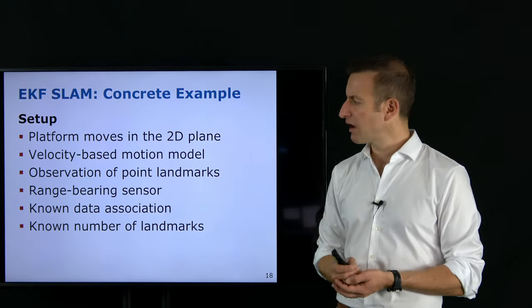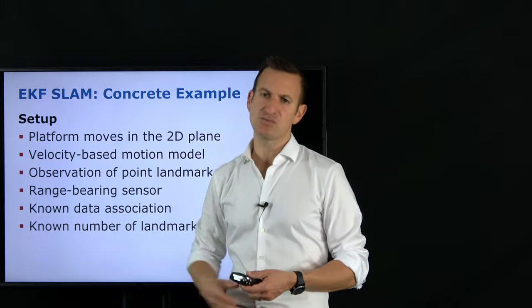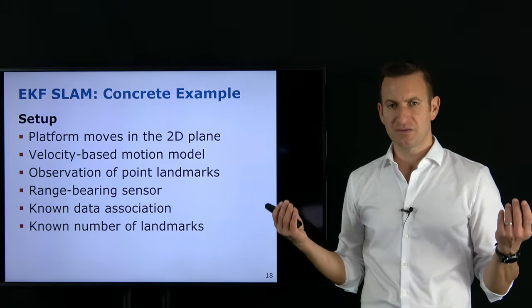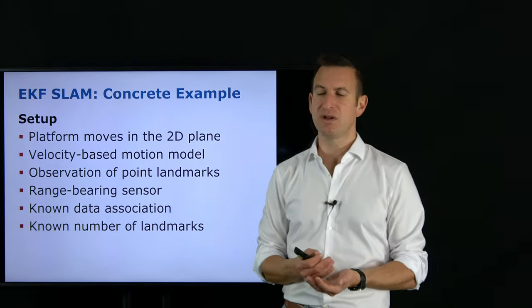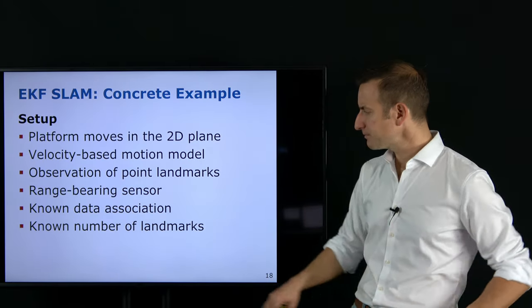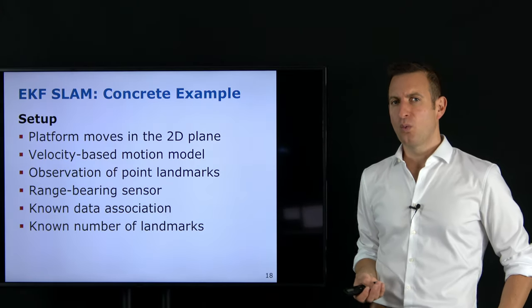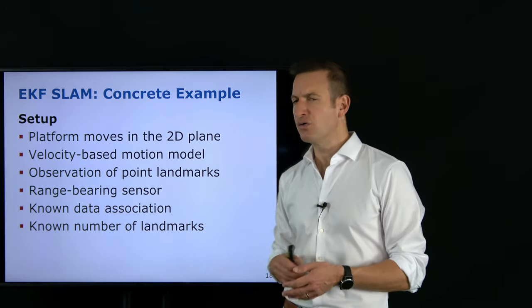Note that this is not a monocular camera, because a monocular camera would provide you bearing information but not range information, right? The camera doesn't tell you how far the object is away. But if you have a stereo camera where you know the baseline, then this would qualify as a range-bearing sensor that we could use here. We assume known data associations, so whatever we see, we know what index this landmark has in the map, and we assume a known number of landmarks.